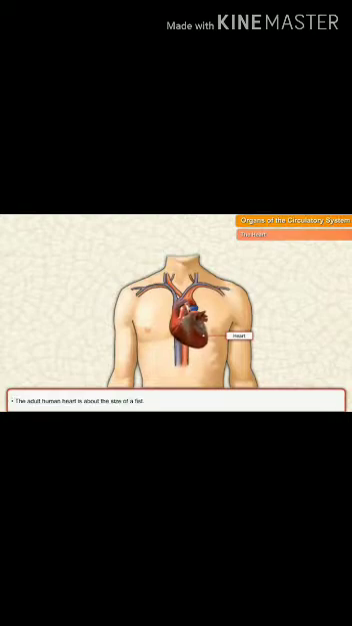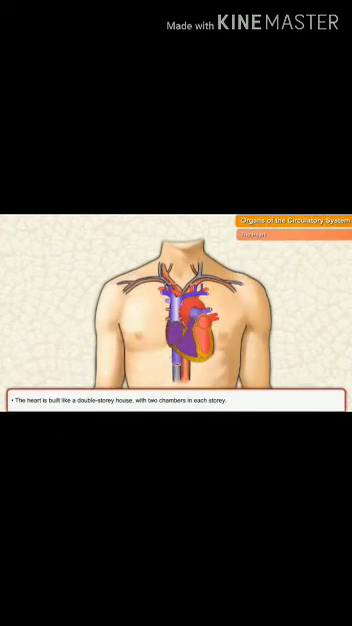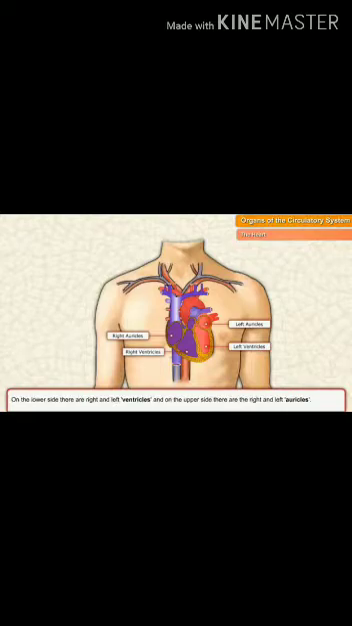The adult human heart is about the size of a fist. It is protected by the rib cage. The heart is built like a double-story house, with two chambers in each story. On the lower side, there are the right and left ventricles, and on the upper side, there are the right and left auricles.